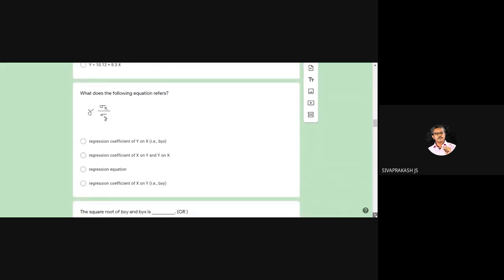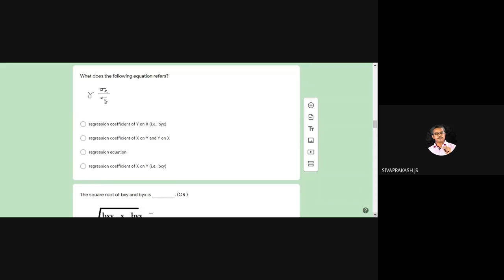Yes. Next, what does the following equation refer to? Coefficient. Actually it is called as coefficient. What does it refer to? So regression coefficient of y on x or x on y, and regression equation. So here it is x on y, regression coefficient of x on y. Answer last option, x on y na bxy.